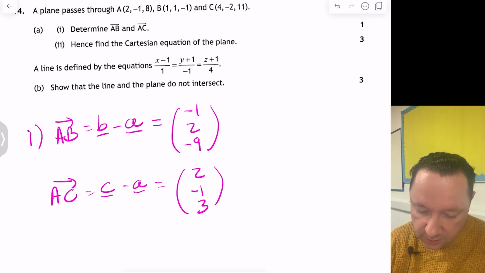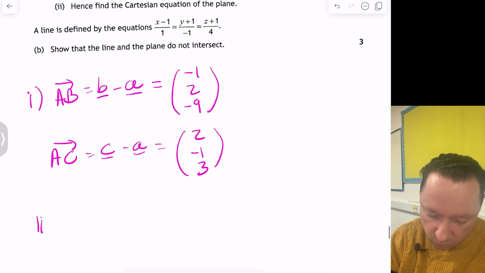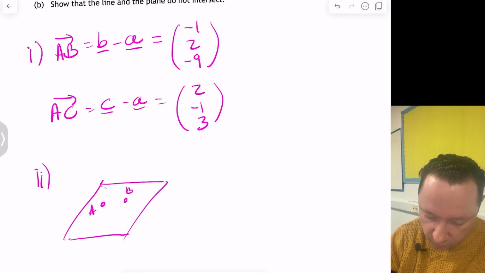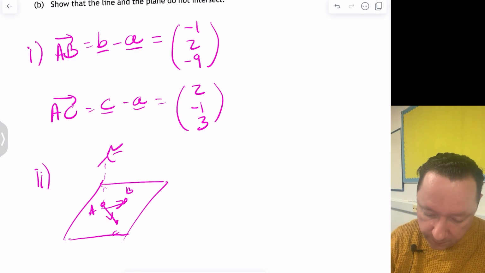Part 2. Hence, find the Cartesian equation of the plane. So we've got a plane. What's a plane? Where's a plane? We've got three points, A, B and C. I don't know where they are, but this will do as a picture. So we've got two vectors like that. So we've got a normal to those points at A.